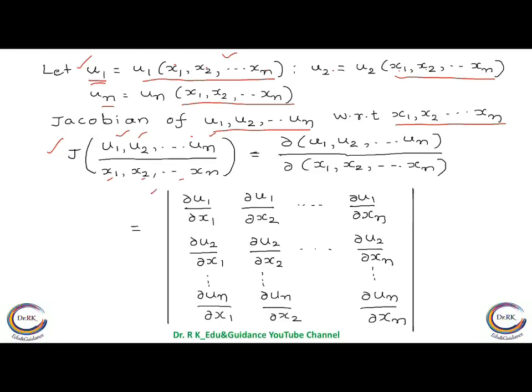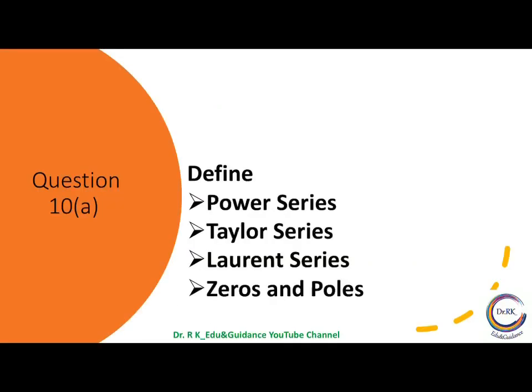Very simple, as discussed. Derivatives of u1 with respect to all the variables on which it depends: u1 derivative with respect to x1, u1 derivative with respect to so on, xn. Similarly, u2, its derivatives with x1, with x2, with xn, and so on. Un with x1, un with x2, un and so on, xn. So this is how the definition of Jacobian that we discussed can be extended to n number of variables. Okay. So next question is, define power series, define Taylor series, define Laurent series, and zeros and poles.